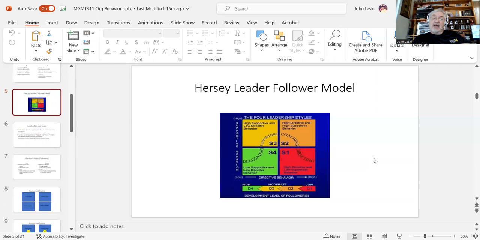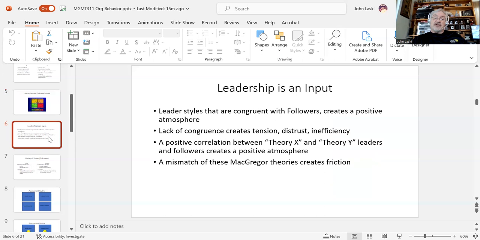And so we will talk about situational leadership and the impact of these kinds of relationships between leaders and followers during the semester. Leadership is one of the inputs, and leader styles that are congruent with followers create a positive atmosphere. Simply put, a lack of congruence creates tension, creates distrust, if not just outright disdain and hate, and results in typically high inefficiency. But a positive correlation between Theory X and Theory Y leaders and followers creates a positive atmosphere.